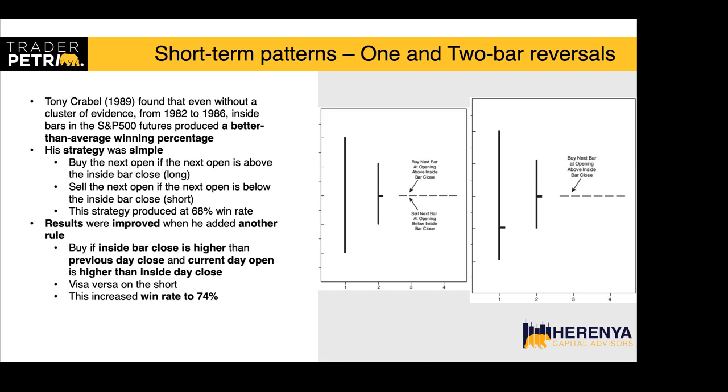To improve this, Tony Grable added another rule. If you want to go long, you need to have the inside day's closing price be higher than the previous day's closing price, and then a higher open after the inside day should be bought. That led to a win rate of 74%, and obviously vice versa on the short.